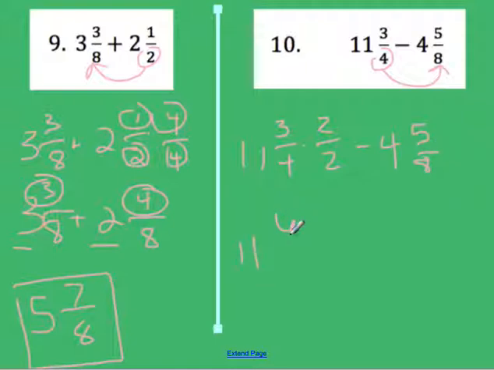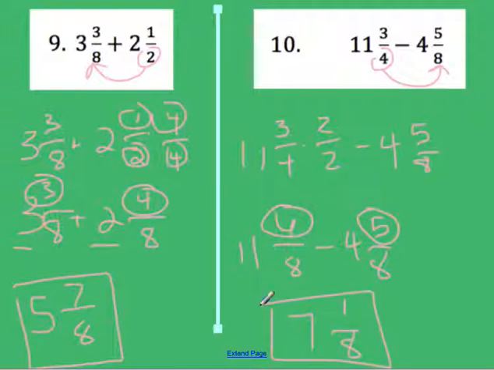3 times 2 is 6. 4 times 2 is 8. 4 and then 5/8. So here again, I'm going to subtract the whole numbers. 11 minus 4 is going to give me 7. And then I'm going to subtract the numerators since they both have a common denominator of 8. 6 minus 5 is going to give me 1. So 7 and 1/8 is my final answer for number 10.